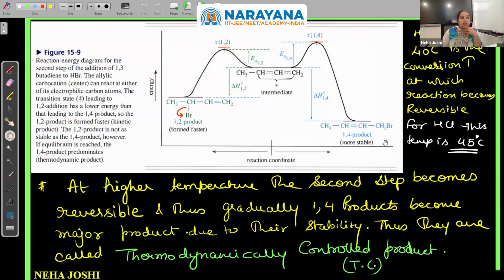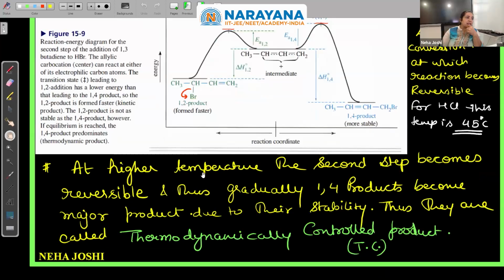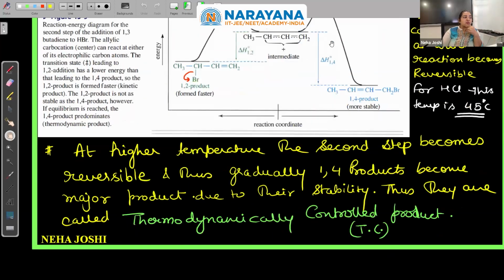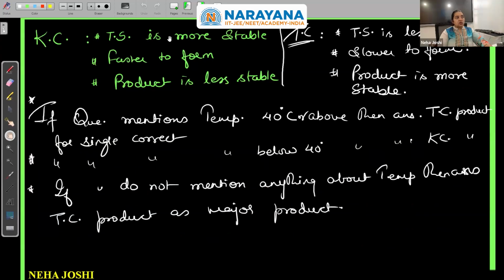At higher temperature, the second step becomes reversible. That is, the product comes back to the carbocation. And thus, gradually the 1,4 product becomes the major product due to its stability. And they are called thermodynamically controlled products, which is the TC product. So what about the KC product? The transition state is more stable, faster to form, but the product is less stable. For TC, the transition state is less stable, slower to form, but the product is more stable.